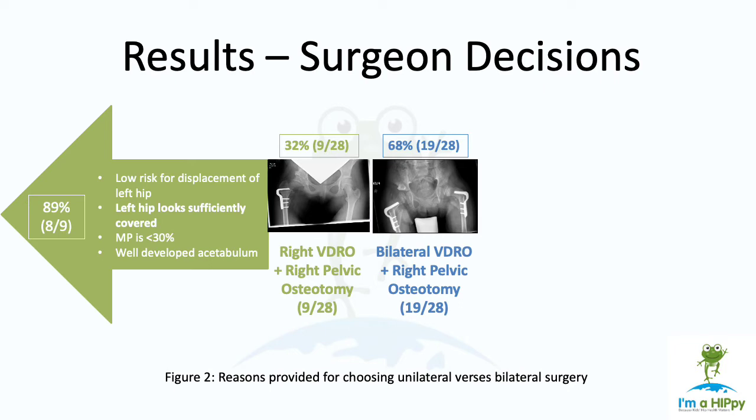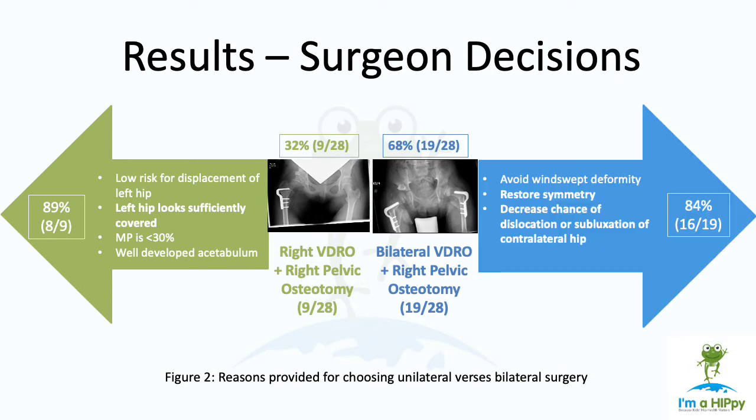The reasons given by those who chose a unilateral procedure were that the left hip looked like there was a low risk for displacement, that the left hip looked sufficiently covered, which was stated as the reason by 89% of those who chose this unilateral procedure, that the migration percentage of the left hip was less than 30%, and that there was a well-developed acetabulum. For those that chose a bilateral procedure, 84% of respondents stated that this was chosen to restore symmetry, to decrease the chance of dislocation or subluxation of the contralateral hip. And others identified wanting to avoid windswept deformity.